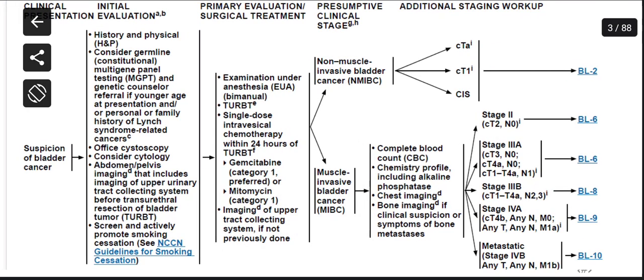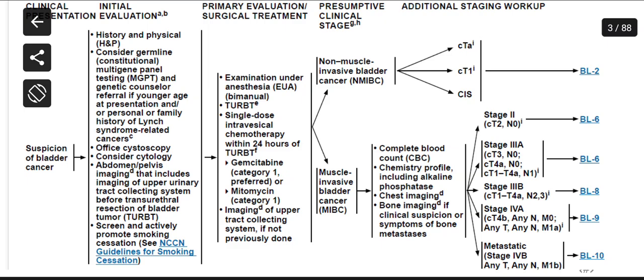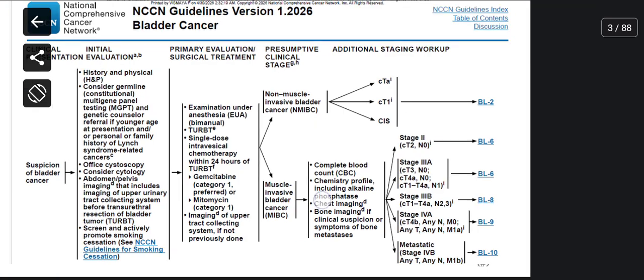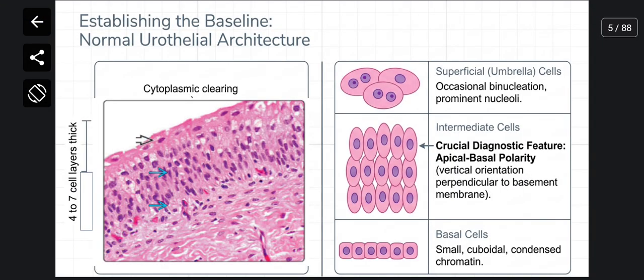So then you have TURBT, and depending on what the biopsy report is, we will further go ahead. So in this case, before we jump into the TURBT biopsy review we got, let me explain about normal urothelial architecture. It is composed of 3 layers.